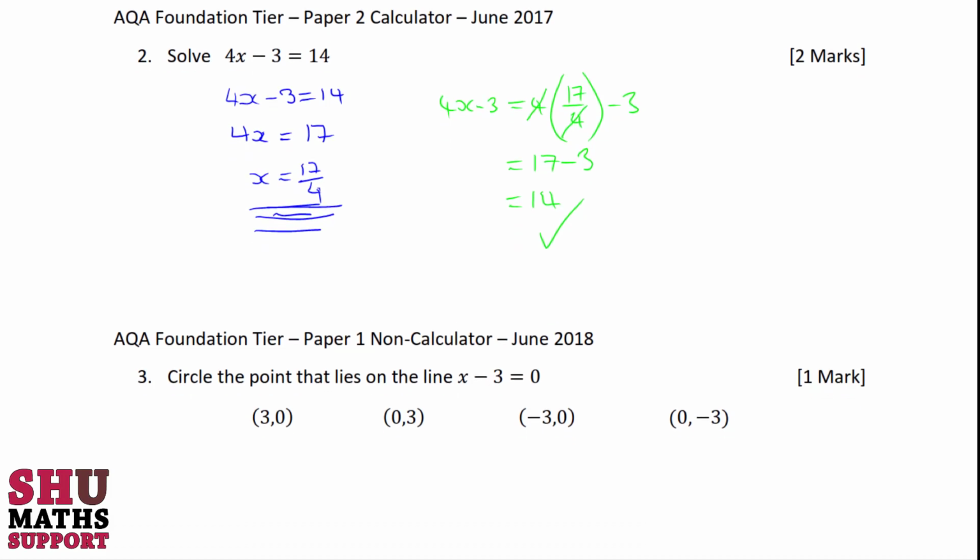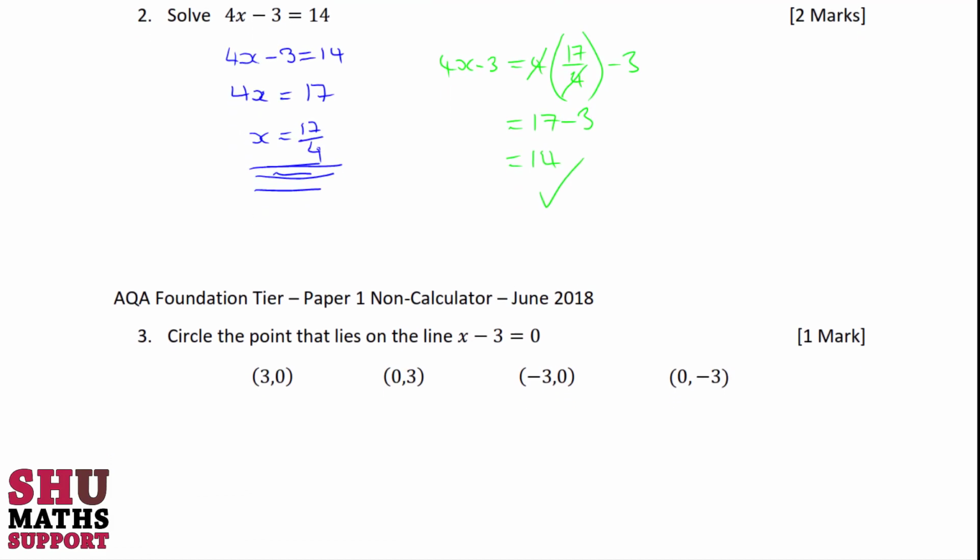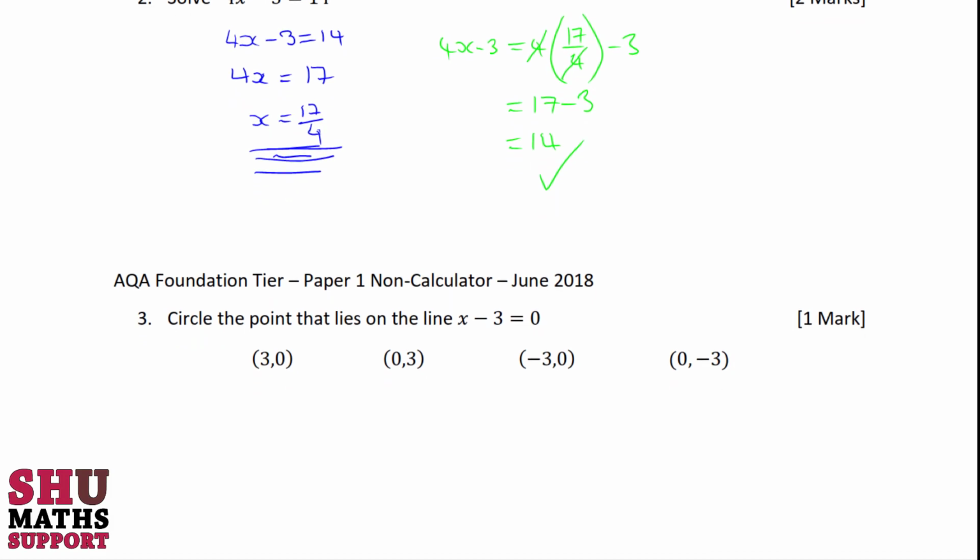So we move on to the next question now, which asks us to circle the point that lies on the line x minus 3 equals 0. So this is actually quite similar to the one we've done before, but in this case we need to circle the coordinate that lies on this line. So we have (3, 0), (0, 3), (minus 3, 0), and (0, minus 3).